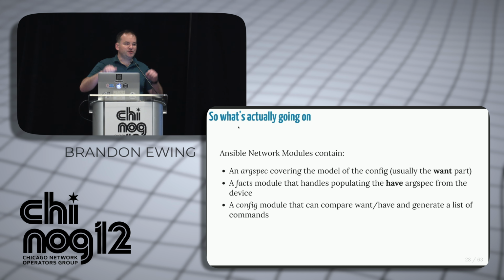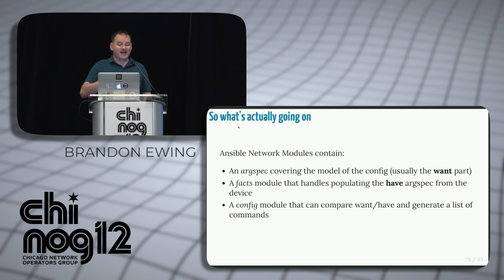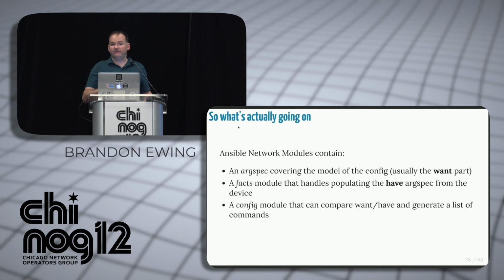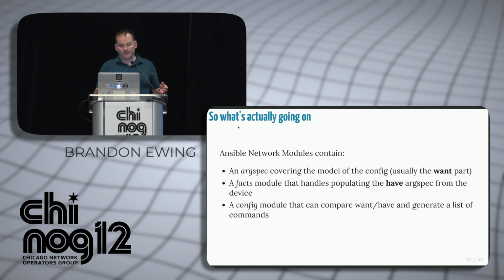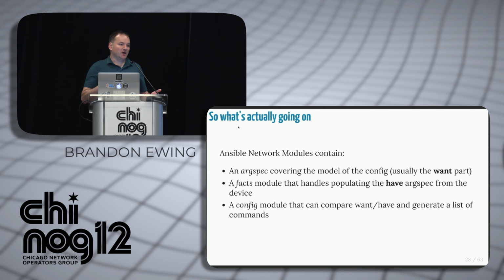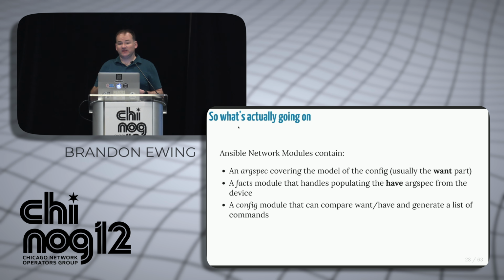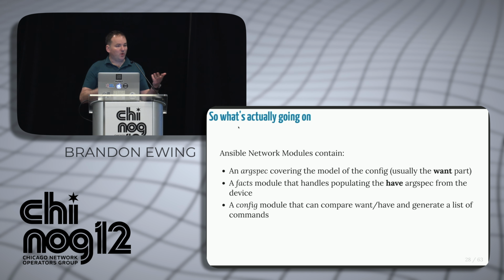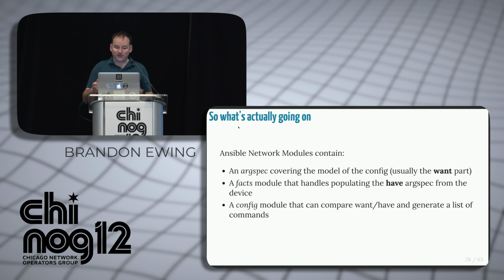So let's open the hood just a little bit on this so we get a better idea of what's going on. Ansible Network Modules have an ARG spec covering the model of the configuration section on the device. You can think of this as what you want on your network. They also have a facts module that handles populating the have ARG spec. It goes out, collects the configuration from your device, and populates it into the same model. And then finally, there's the config module that compares the want and the have and actually generates what needs to happen on the device to make your intentions reality.